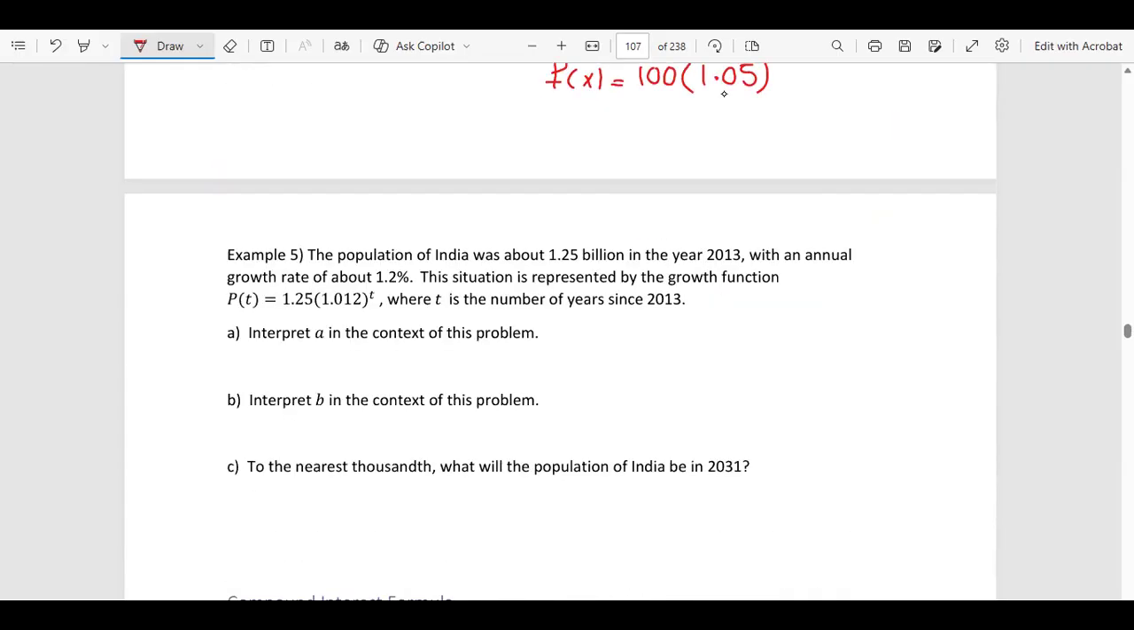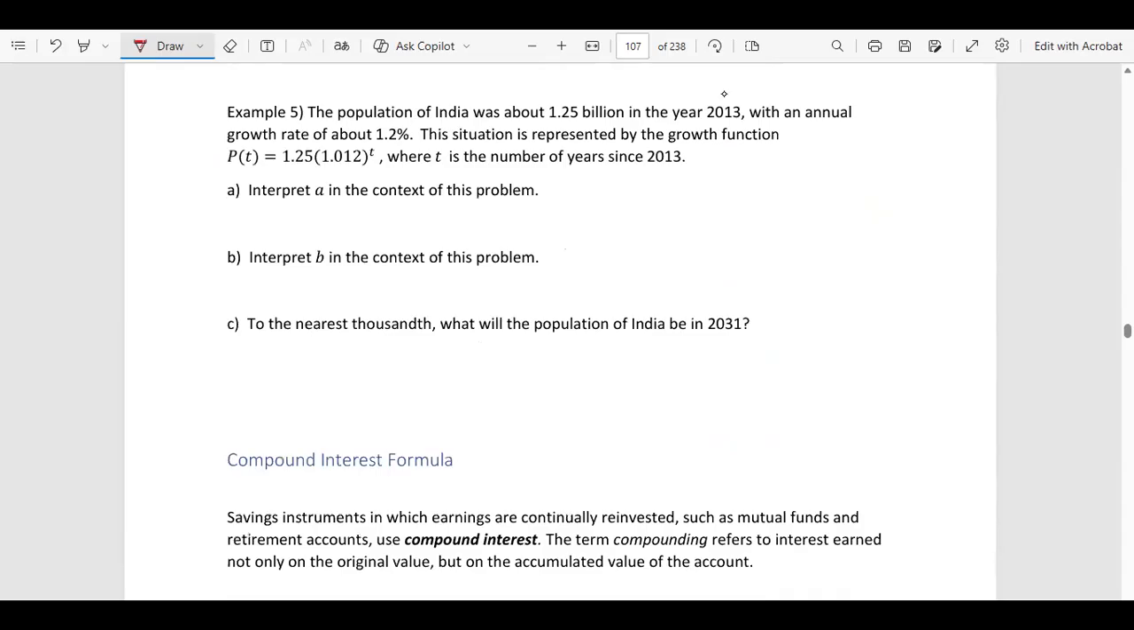Let's look at another example. It says the population of India was about 1.25 billion in the year 2013, with an annual growth rate of about 1.2%. The population was 1.25 billion, the initial, the beginning, so it's a. The annual growth rate is 1.2%. That's the growth rate, but we have to change it to a decimal.